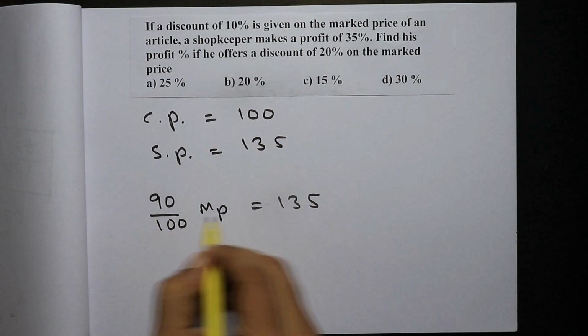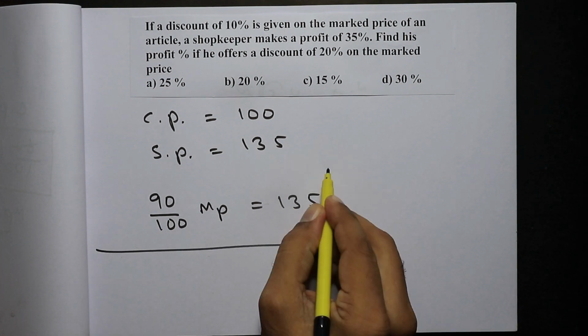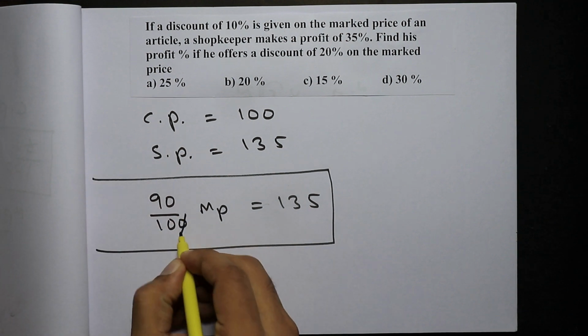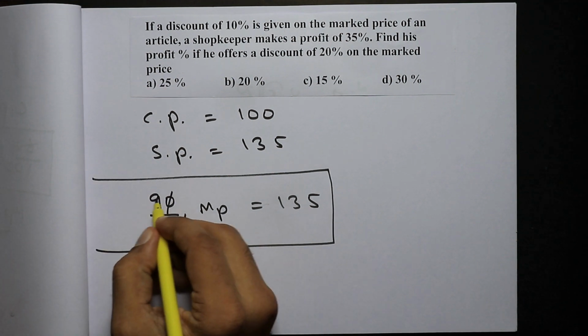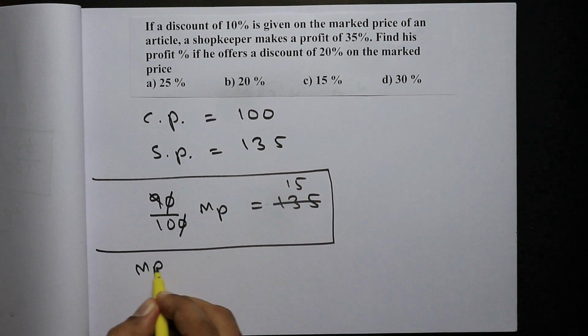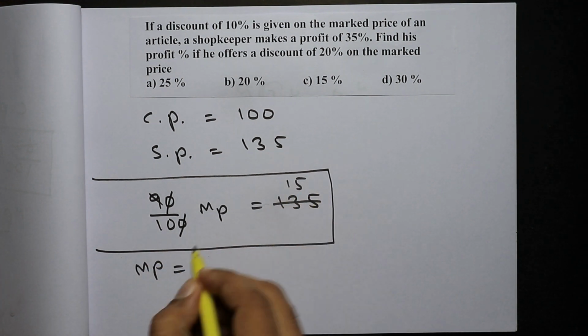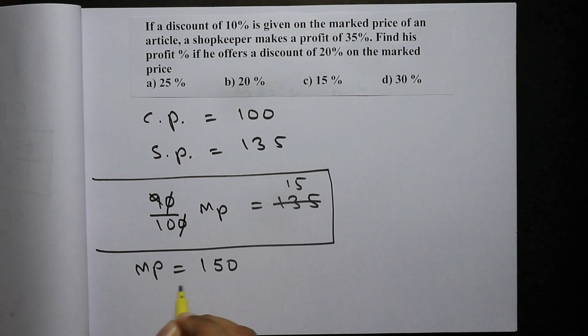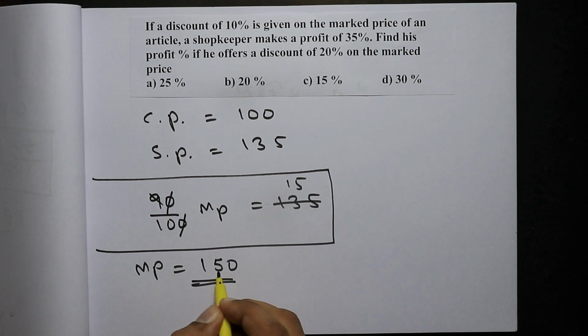So using this, let us calculate the mark price. This is the equation that we have got. I'll cancel out the zeros. 9 divides 15 times. So mark price, you will get it as 10 into 15, 150. So 150 is the mark price.